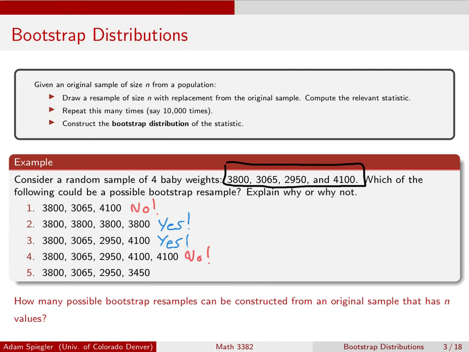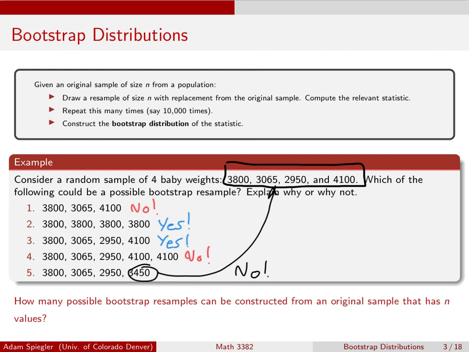And looking at the last one, we've got 4 values. I could pick 3,800. I could pick 3,065. I could pick 2,950. 3,450, where did that come from? So there's no way that I could have picked it from these values up here. That wasn't one of the original values. That's not in there. So this last one would be a no. So hopefully that gives you some sense about what the bootstrap resampling process involves.